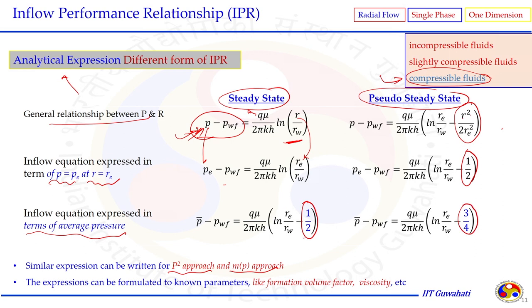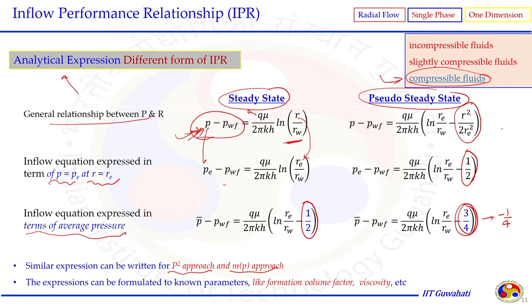In a steady state case, it is appearing minus 1 by 2. For this, it will appear another minus 1 by 4. So minus 1 by 2 minus 1 by 4 will become minus 3 by 4. So the expressions for the steady state case and pseudo steady state case for the compressible fluid can be compared, and more or less they are the same. An additional term is appearing in the expression.